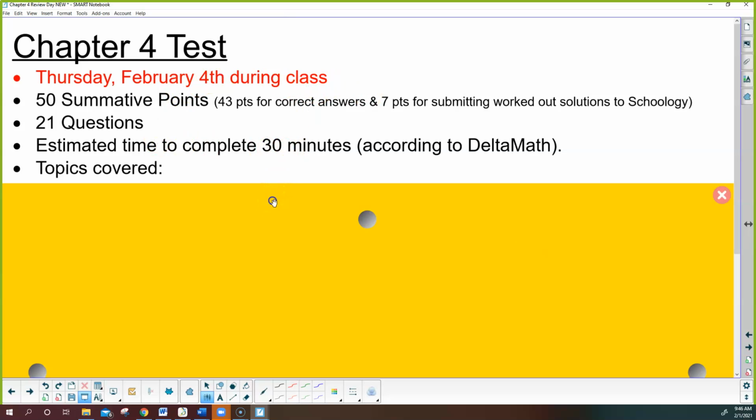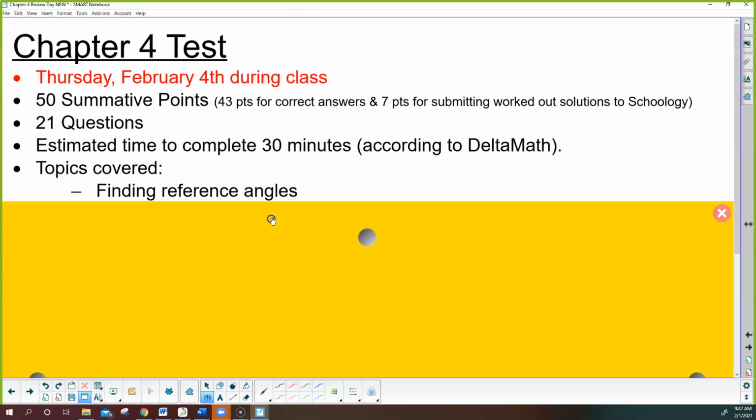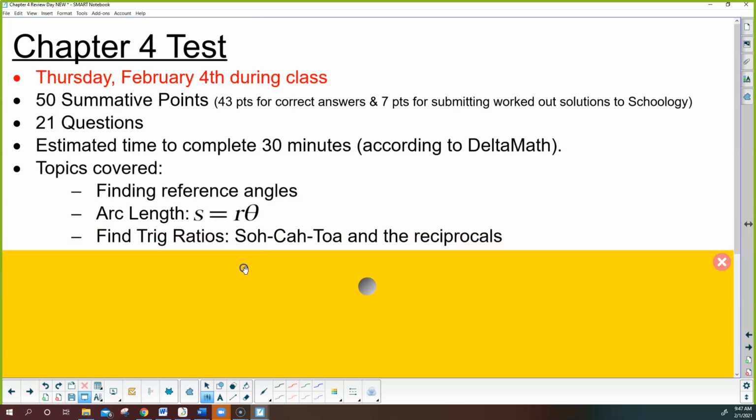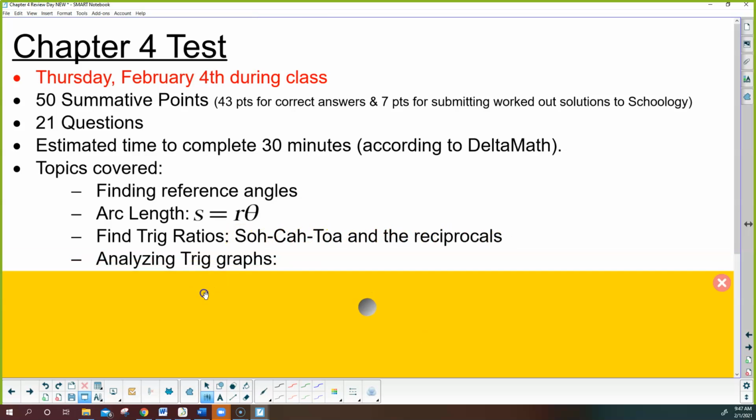What are the topics we've covered? Okay, finding reference angles, arc length. We're going to review this today because it's been almost a month, I think, since we've done it. Finding trig ratios using SOHCAHTOA and their reciprocals. Analyzing trig graphs, basically the warm-up that we just did.